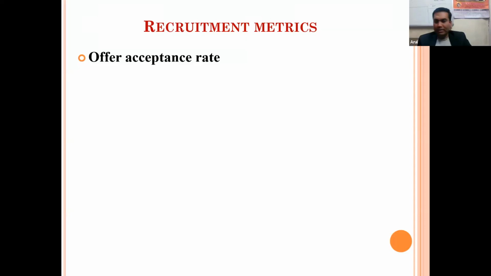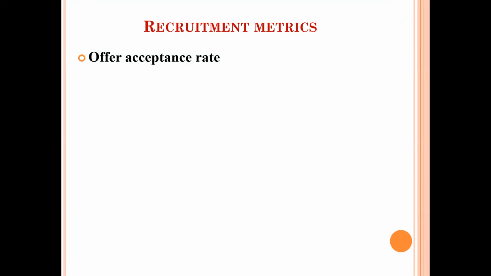Brilliant, sir. So what is the use of this metric? Or why are we using this metric? Sir, we can make an estimate of how many people may accept or may join. Suppose we have a requirement of 10 engineers and we make only 10 offers to 10 different individuals. It might be possible that not all 10 are going to join. So we need to understand the offer acceptance rate. Suppose it is 70%. Then we need to make more offers so that we can ensure the required number of candidates for the organization.